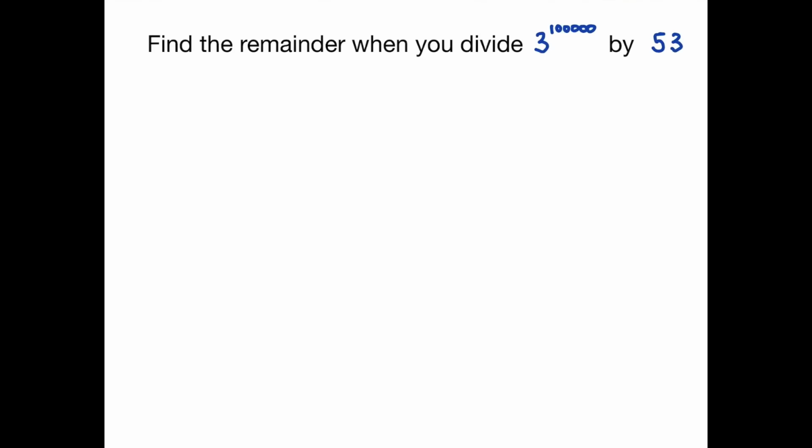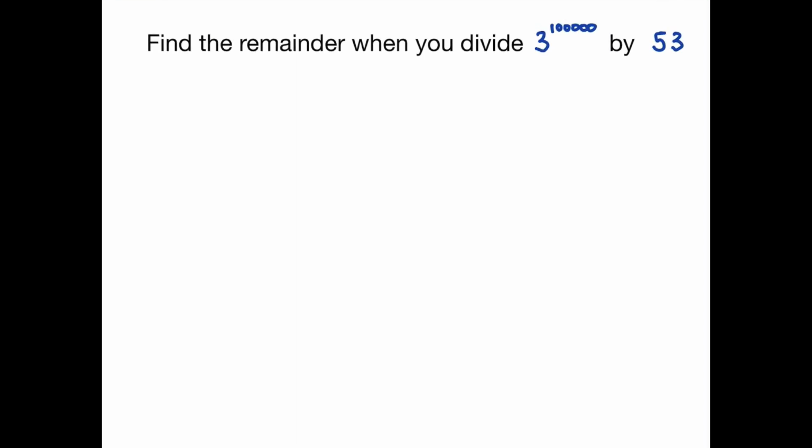I found a really interesting problem for you, which requires modular arithmetic. Now, some students may be intimidated by the really large power of 100,000, but there is a rather sophisticated way to approach this problem. First, let me state Fermat's little theorem. At least, I think that's how you pronounce it.